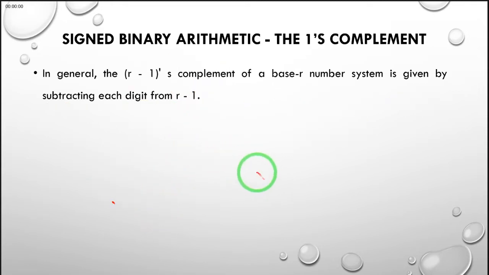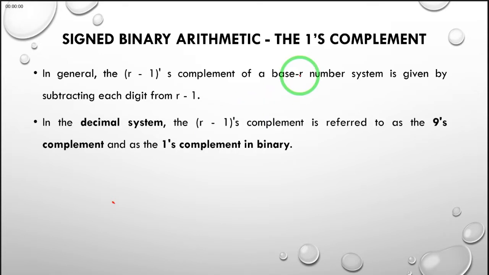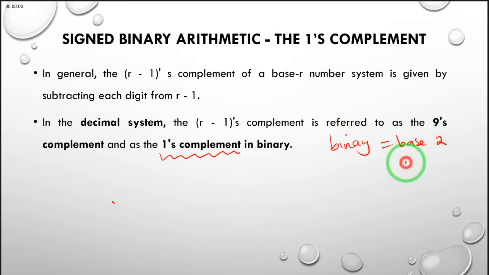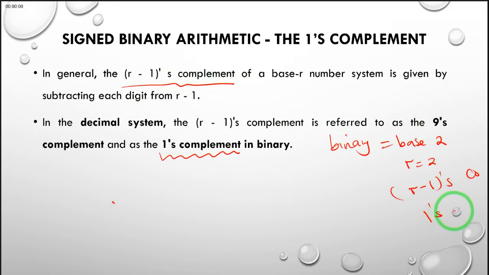This may appear like quite a new concept, but it is the same concept we are going to use in the binary number system. In the decimal number system, the R minus 1 complement is referred to as the 9's complement, and in the binary system, it's referred to as the 1's complement, because in binary the base R is 2. So R minus 1 is 2 minus 1, which becomes 1. Therefore, we call it 1's complement.